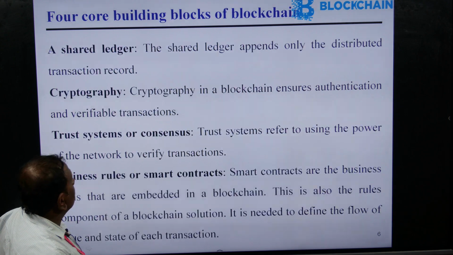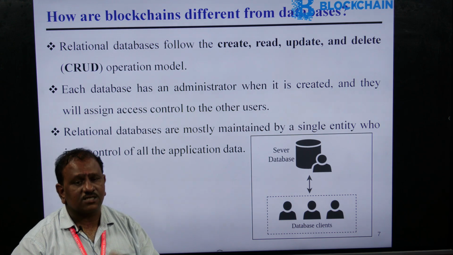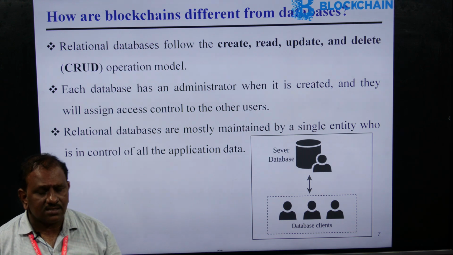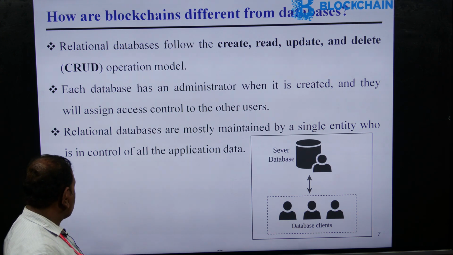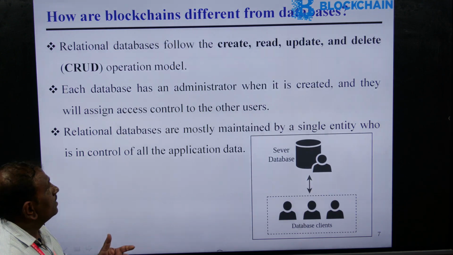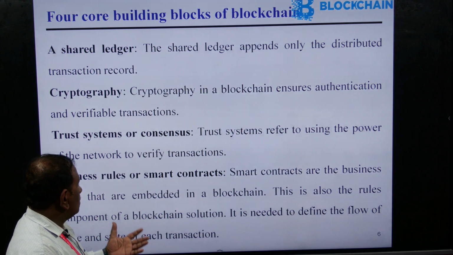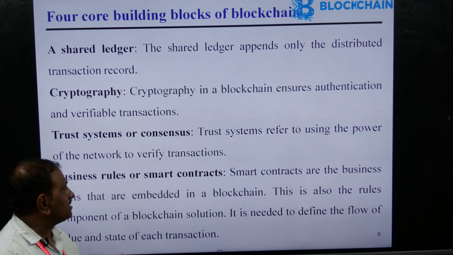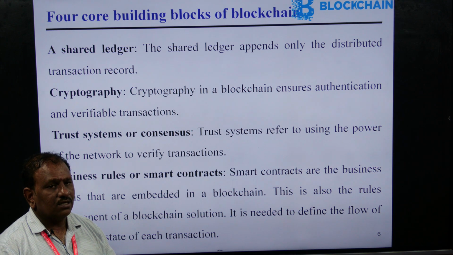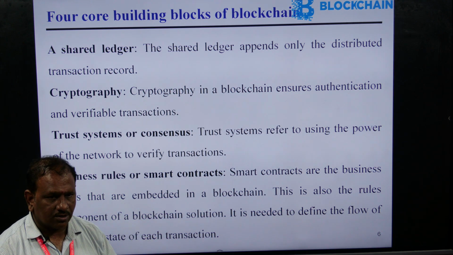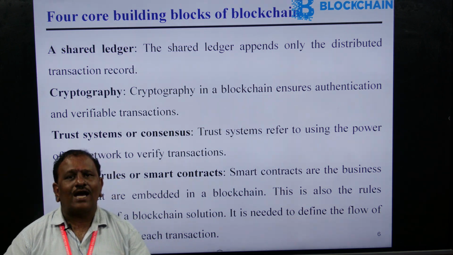Here, it will be done by what we call a consensus mechanism. Whenever I have a decentralized system, who is going to authorize your transaction? For that we talk about a consensus mechanism in order to run the decentralized system. And there is a concept called trust systems, business rules and smart contracts. Generally a blockchain is meant for value transfer.